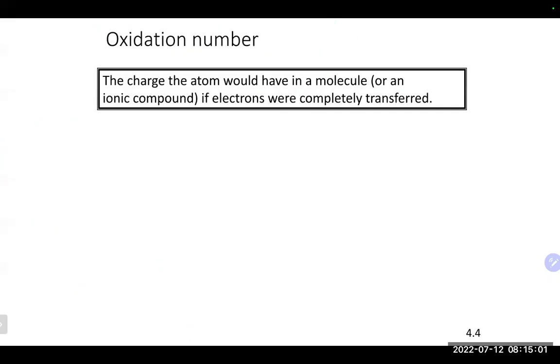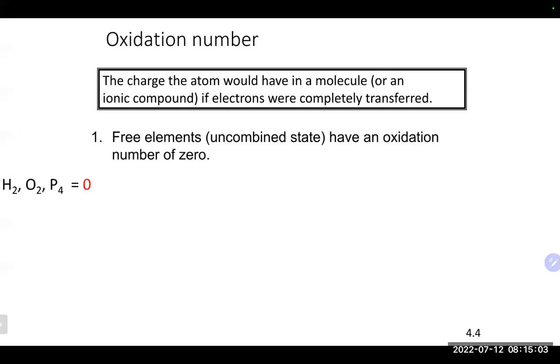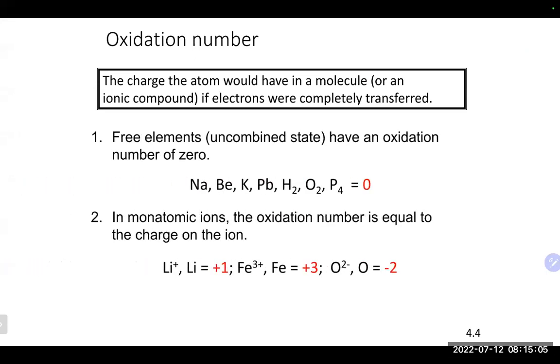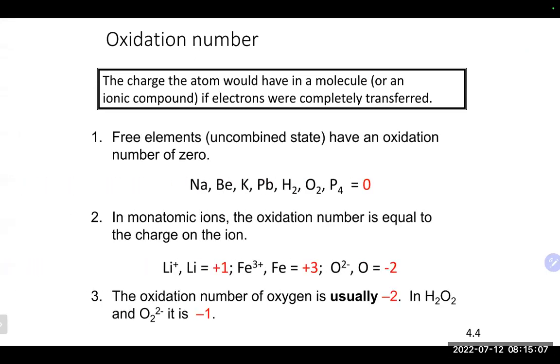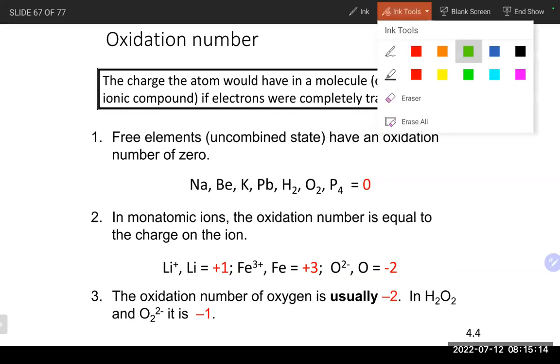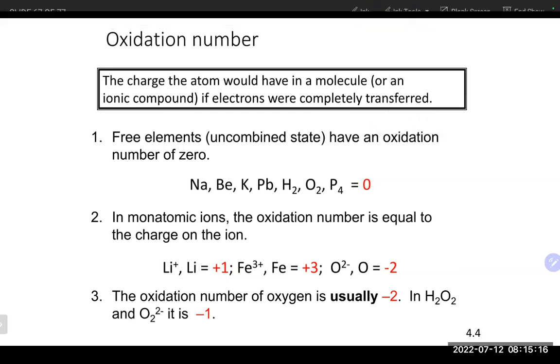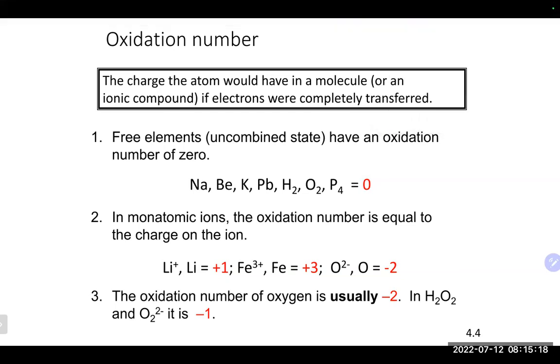All right. So how can we determine what is being oxidized, what is being reduced? We really do look at what is sometimes referred to as the oxidation number. It's also sometimes referred to as the oxidation state. And the oxidation number or state is the charge the atom would have in a molecule or an ionic compound if the electrons were completely transferred.